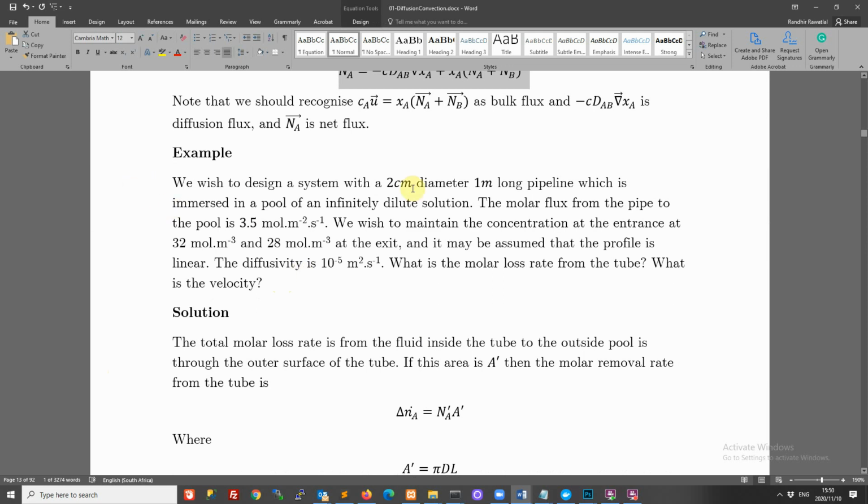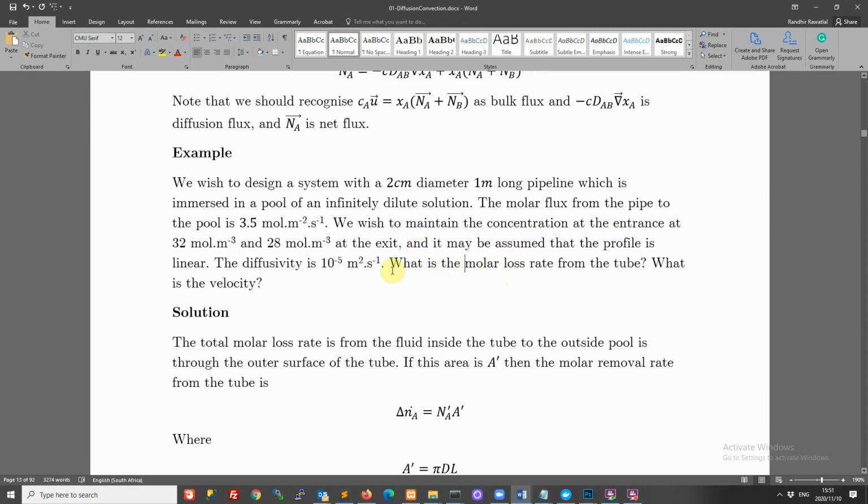So here's another nice example. You've got a system with a pipeline. So you are given the diameter and the length, and the molar flux is known, and we want to maintain a specific concentration at the entry point and another concentration at the exit point, and the profile is linear. The diffusivity is also known. So we are losing component A from the tube.